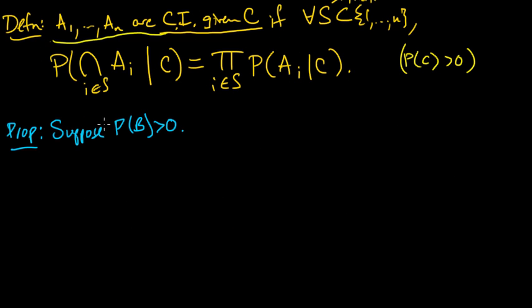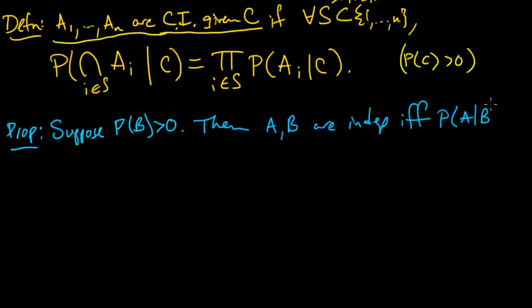So back to our proposition, suppose the probability of B is positive. Then A and B are independent if and only if the probability of A given B equals the probability of A. So the probability of A does not change when we condition on B. So if and only if, that is, this implies this, and this implies this.